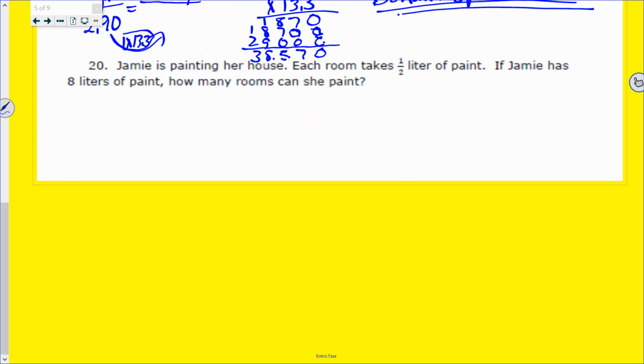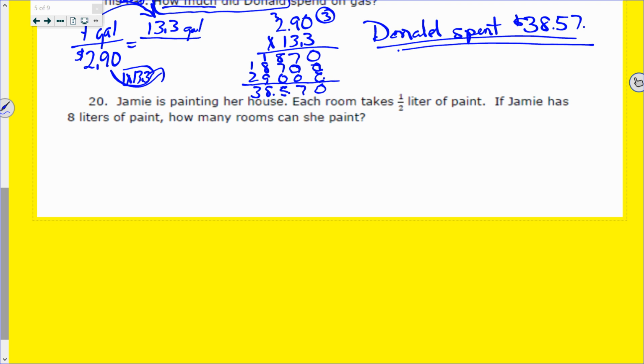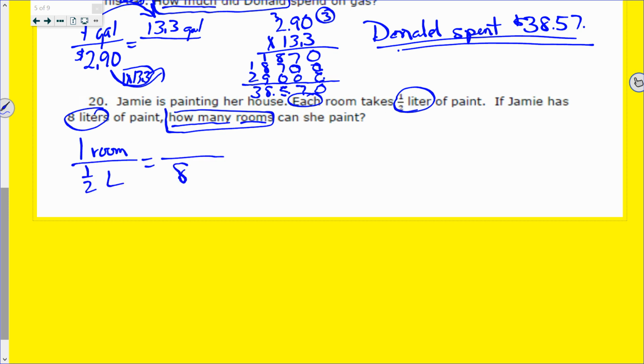Our last one, and I'll be honest, to me, this last one is another one of the really hard ones to figure out your operation. But if you do it and take your time again, it's not too bad. Each room is a half liter. Jamie has 8 liters of paint. How many rooms can she paint? Our proportions are another friend of ours. For each room, that's a number 1. One room is a half a liter of paint, and I know that I have 8 liters. So what I'm doing is saying, how do I get from 1/2 to 8? My ratio constant ends up being times 16. So I'm doing this times 16, and I get 16.